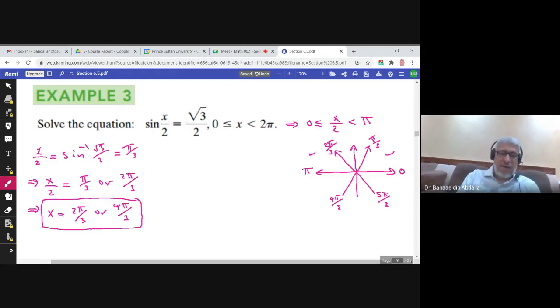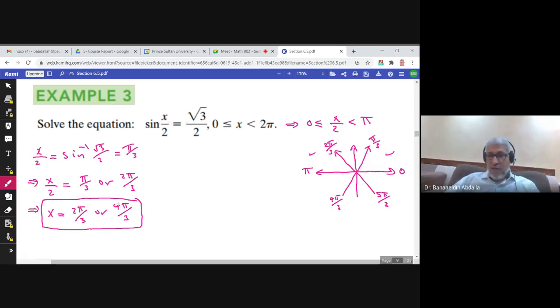So write sine and write 4 pi over 3 and then say divided by, okay? So write 4 pi over 3 and say over 2 and ask the calculator for the answer. The answer is square root of 3 over 2. So this is a solution and this is also a solution.